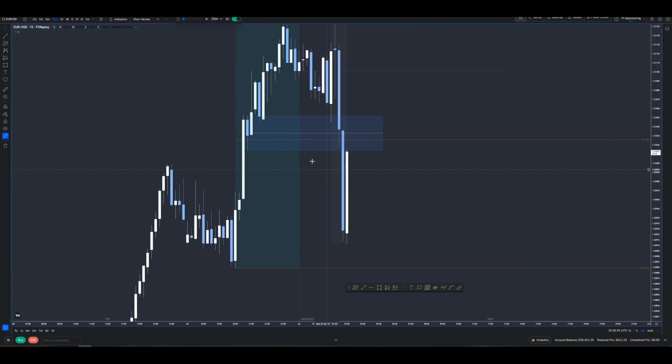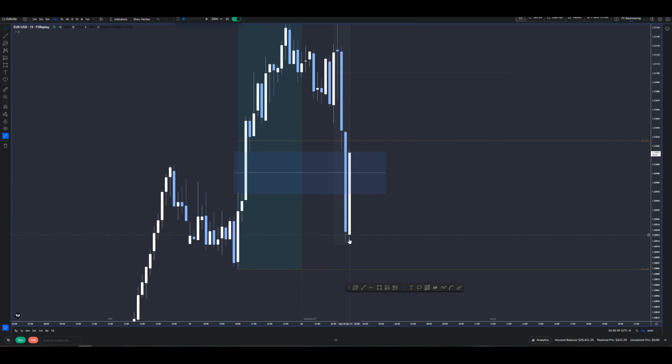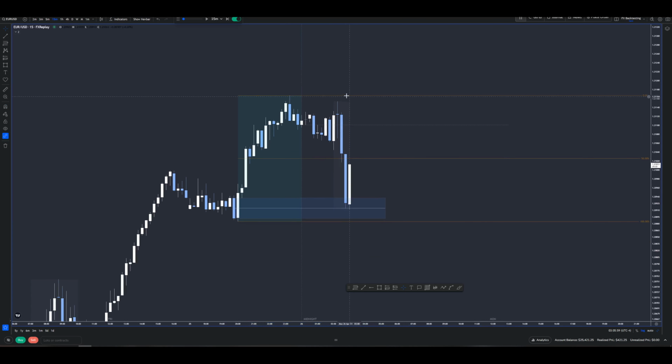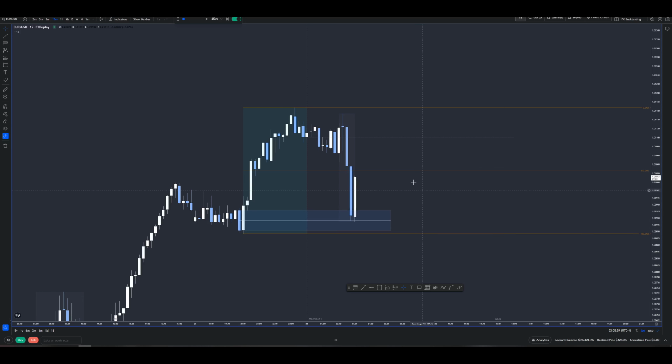Let's go to the 15 minute and let's draw out the fair value gap. It's right here. It goes way beyond it. Instead, it went to the order block right here. But it came in very heavily, and we have a bearish fair value gap over here.